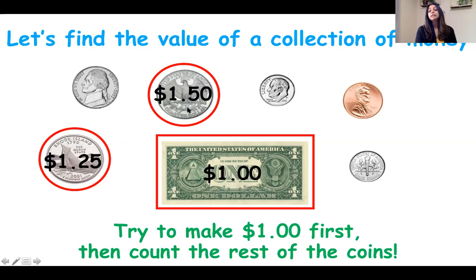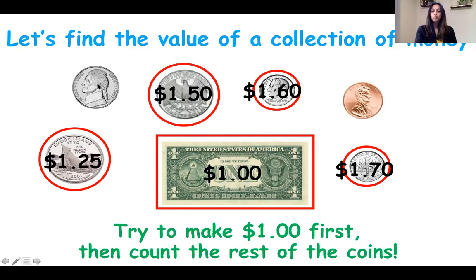Now I don't have any more quarters. So now I'm going to move on to dimes because that's the next greatest valued coin that I know. So now I see 2 dimes. That means I have to start at $1.50 and count by tens. So $1.50, $1.60, $1.70. Very nice.